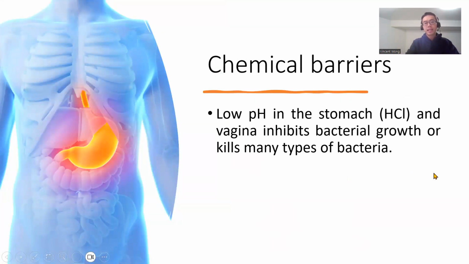We also try to maintain low pH in certain areas of the body. Low pH is going to help inhibit the growth of many different types of bacteria or fungus. An example of low pH environment would be in the stomach. Okay? The pH in the stomach is only about 1 to 2, very, very acidic. And in the vagina as well, it is slightly acidic to prevent, again, bacterial or fungal growth.